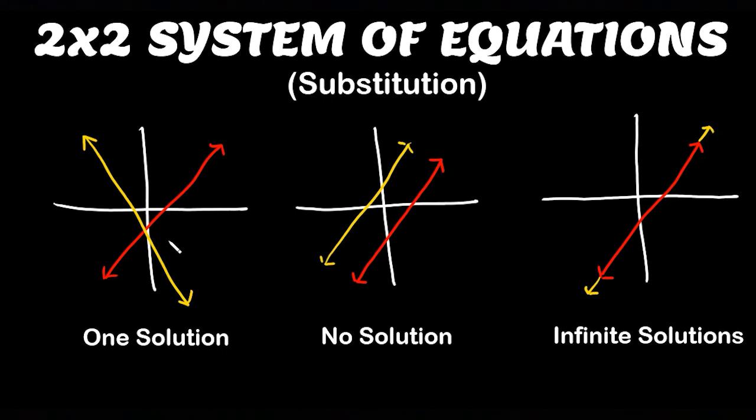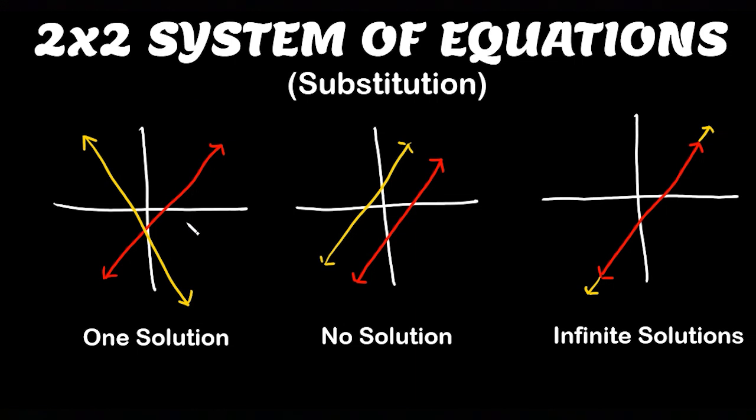So I have three pictures below here, and you can see that the possibilities are one solution, no solution, and infinite solutions. Now, if you have one solution, that means that those lines are going to be intersecting at one point. That's considered one solution, and that happens probably 99% of the time. Now, if you have no solution, that means that your 2x2 system of equations are actually going to be parallel lines, meaning they never intersect.